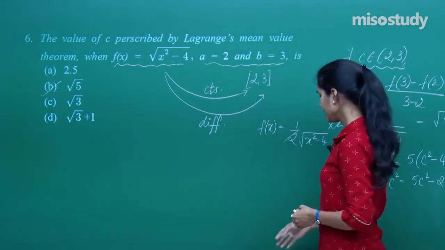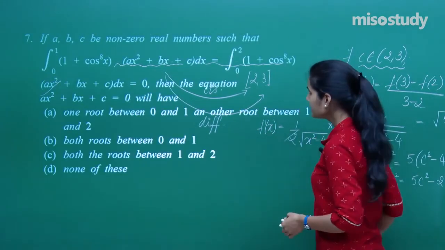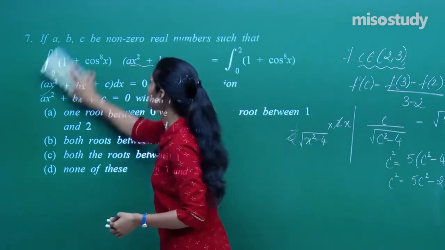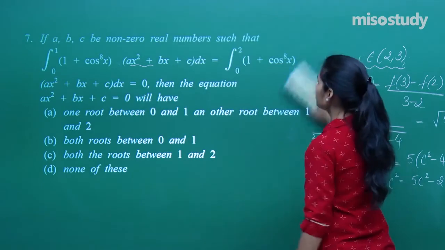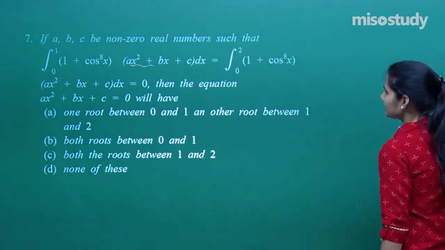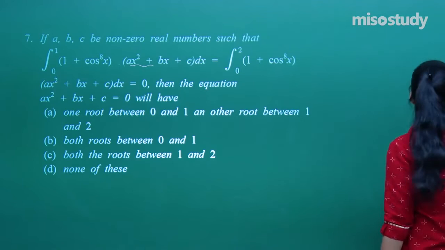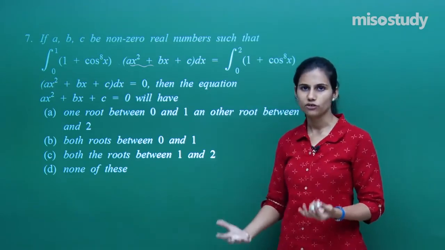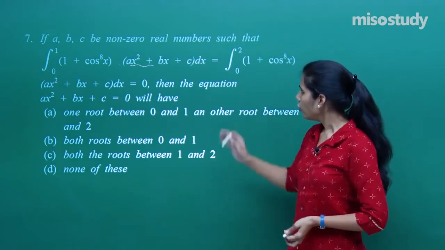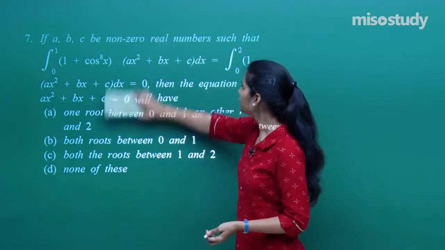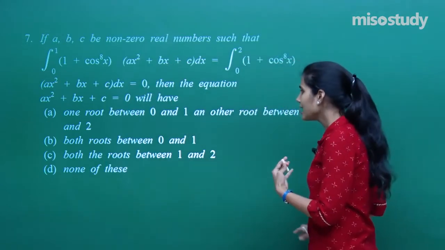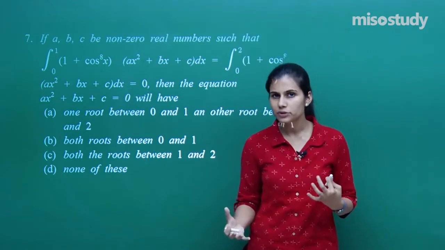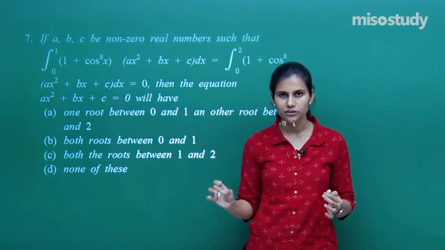Clear? Next we have, if A, B, C be non-zero real numbers such that this particular expression is equal to the other expression and both of them are equal to 0, then the equation ax square plus bx plus c equals 0 will have how many roots? Now see, over here if you try to carefully observe, I need to talk about roots lying between 0 and 1, other root lying between 1 and 2. So basically roots are lying between two numbers is the concept that is being basically tested right now.